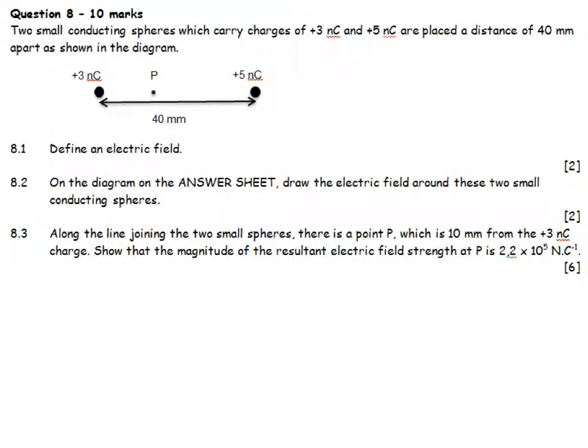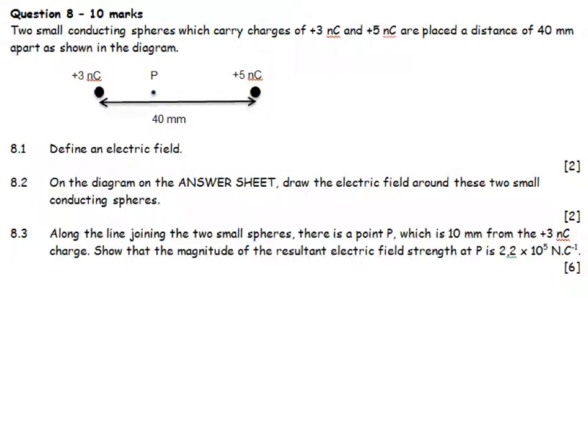Two small conducting spheres carry charges of +3 and +5 nanocoulombs, that means you're timesing by 10 to the -9. I'll place them a distance of 40 millimeters apart, so you better times that by 10 to the -3, as shown in this diagram. Then there are two theory questions.